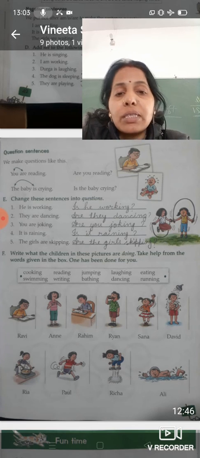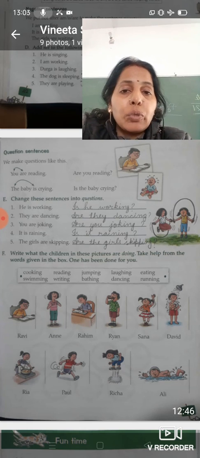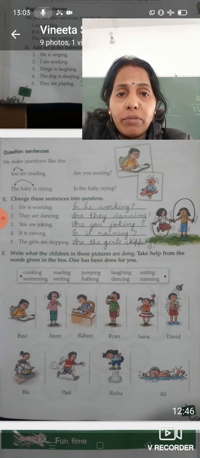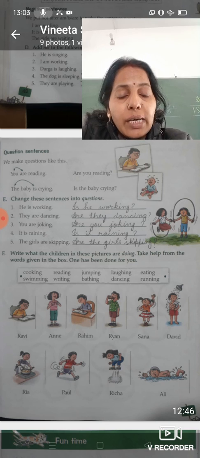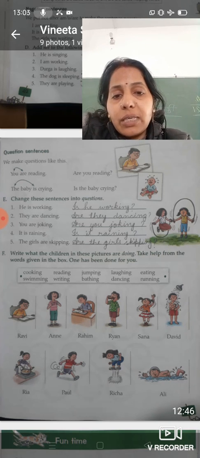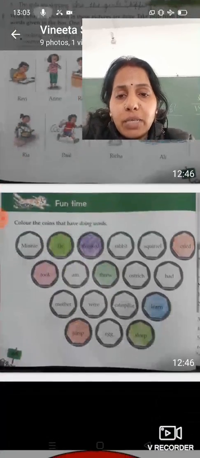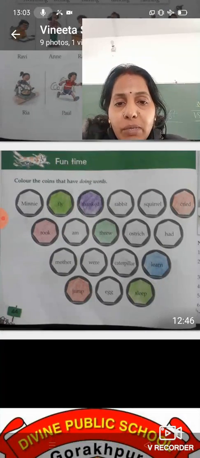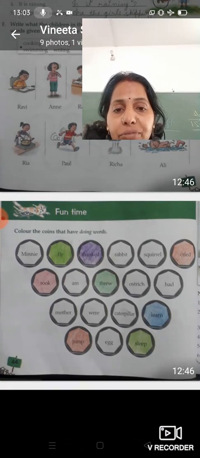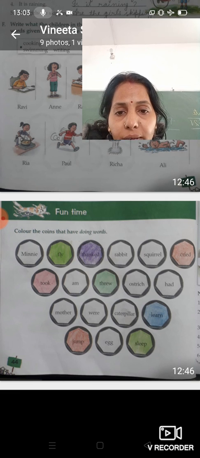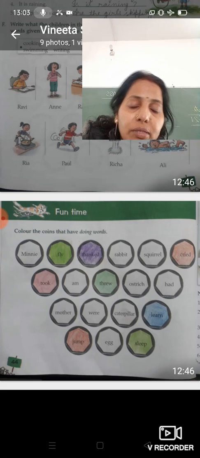So children, you are seeing all the sentences according to the body language as I am explaining, and everywhere you have to put the question mark. And the last page is page number 44. You have to color the coins that have doing words, like thanked, cried, fly, took, threw, learn, jump, and sleep. So this is the book work.